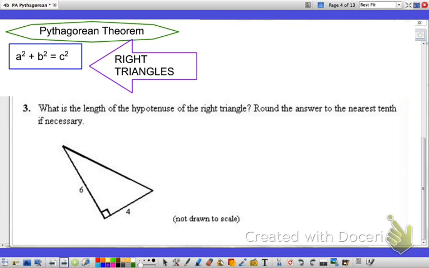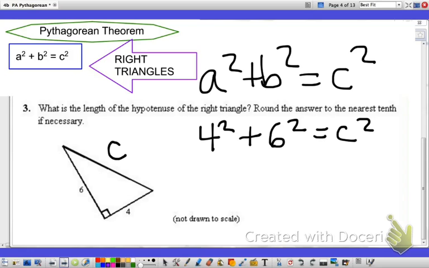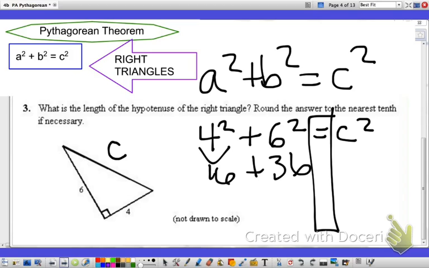Here we have a right triangle where we know the length of the two legs, but the length of the hypotenuse is missing. So pause the video and solve for C using the Pythagorean Theorem. So substitute in the legs, the A and the B. Set that equal to the hypotenuse, C squared. And solve, we would have 16 plus 36, which is 52. That is equal to C squared.